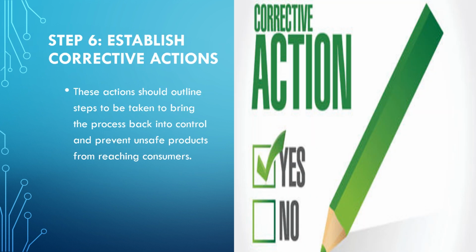Step 6, establish corrective actions. Establish corrective actions to be taken when monitoring indicates that a CCP is not under control. And these actions should address the cause of the deviation and prevent unsafe products from reaching consumers.